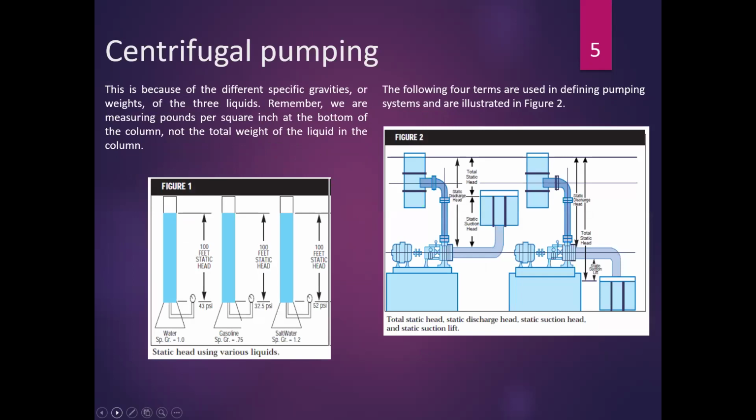So this is because of different specific gravities or weights of the three liquids. So remember, we are measuring pounds per square inch at the bottom of the column, not the total weight of the liquid in the column, or its pressure.